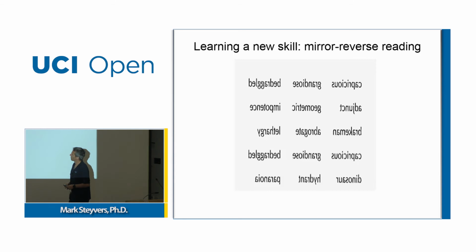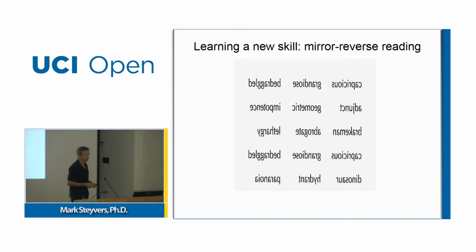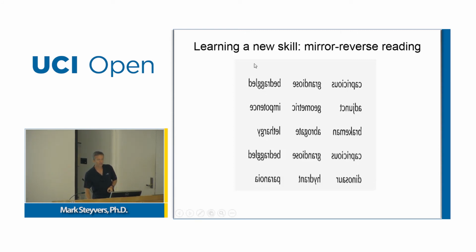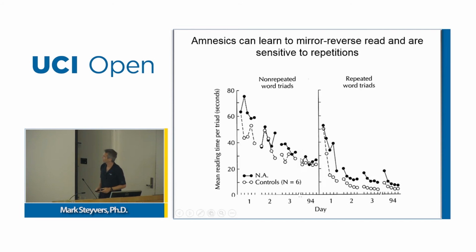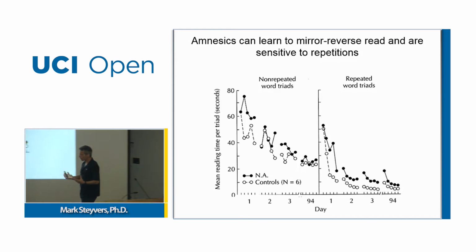So here's another task that can test your implicit memory system. This word is written in mirror reverse, so you have to read from right to left. So what word is spelled here? Bedraggled. Okay, very good. How about this word? Grandiose. Okay, how about this one? The third one. Capricious. Okay, now let's go over here. What's written here? It's bedraggled again, right? Was that easier the second time you did it? Maybe. How about this one? Grandiose. So you can do experiments where you learn to mirror reverse read.